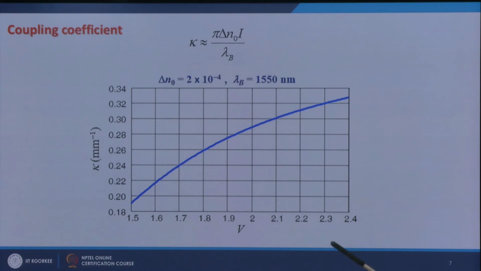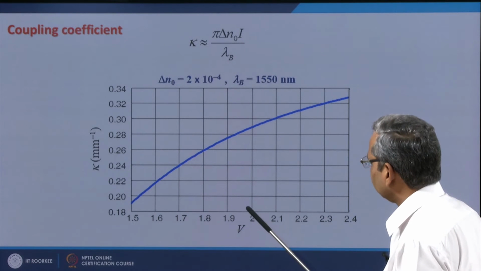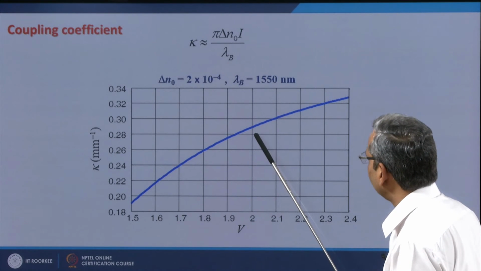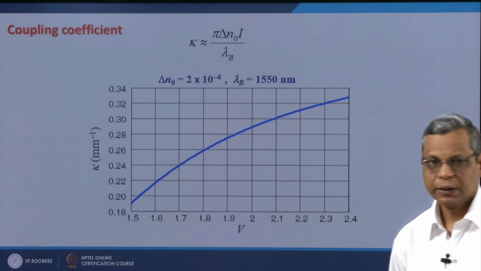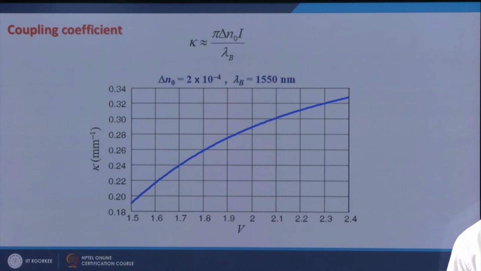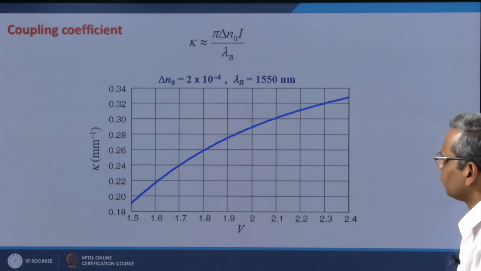Again, I can see that the typical value of kappa for values of V from 2 to 2.4 is about 0.3 millimeter inverse. So, it is around 0.3 millimeter inverse. If you go to shorter values of V, then it can be around 0.2.